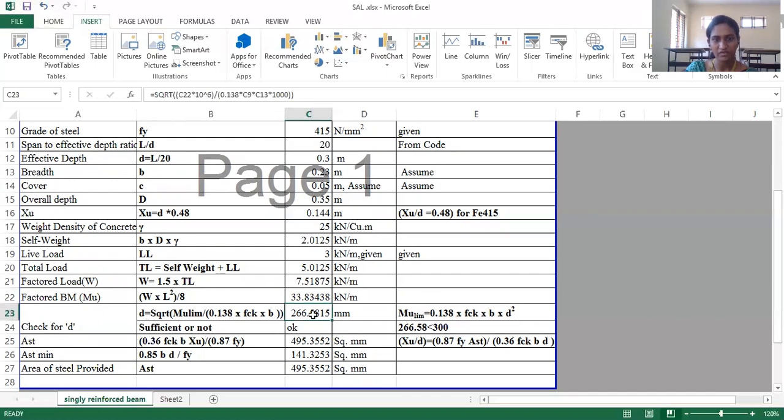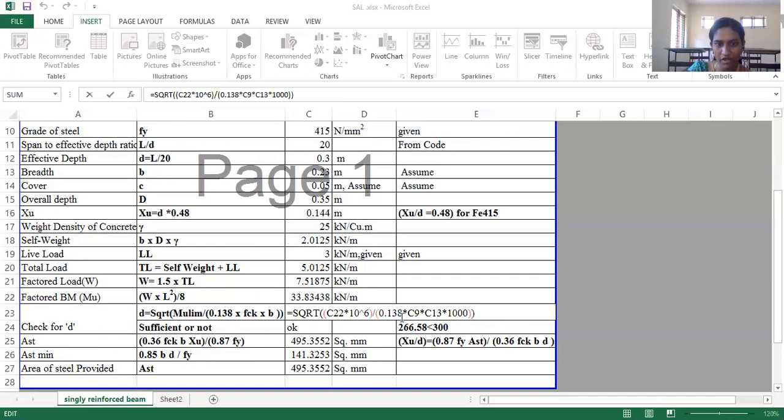And here you can see what is substituted: the square root of C22. Here it is C22, that is Mu. You can take it as Mu limit, and then I have taken it as 10 power 6. I am converting everything in terms of millimeter, Newton millimeter. Here this is in terms of kilonewton meter, but I want everything in Newton millimeter, so I'm putting 10 power 6.